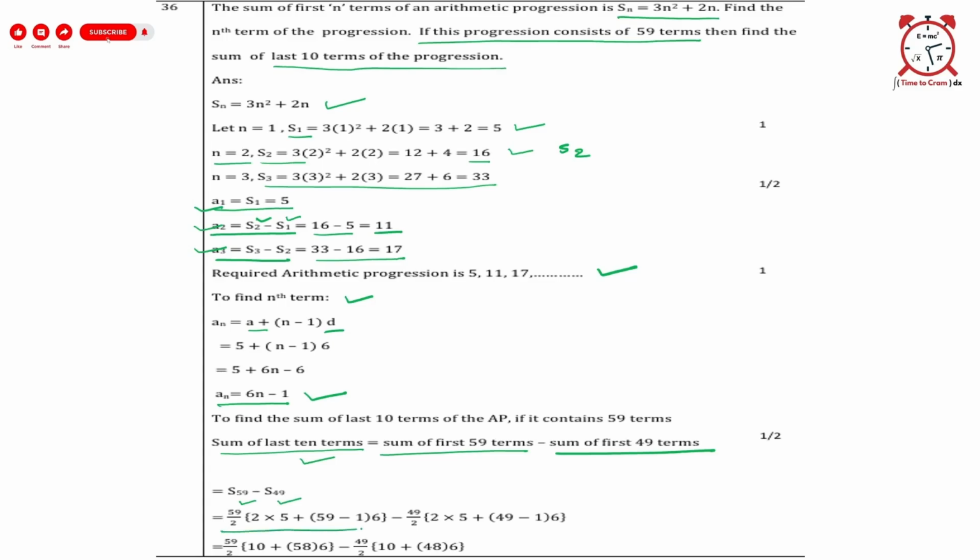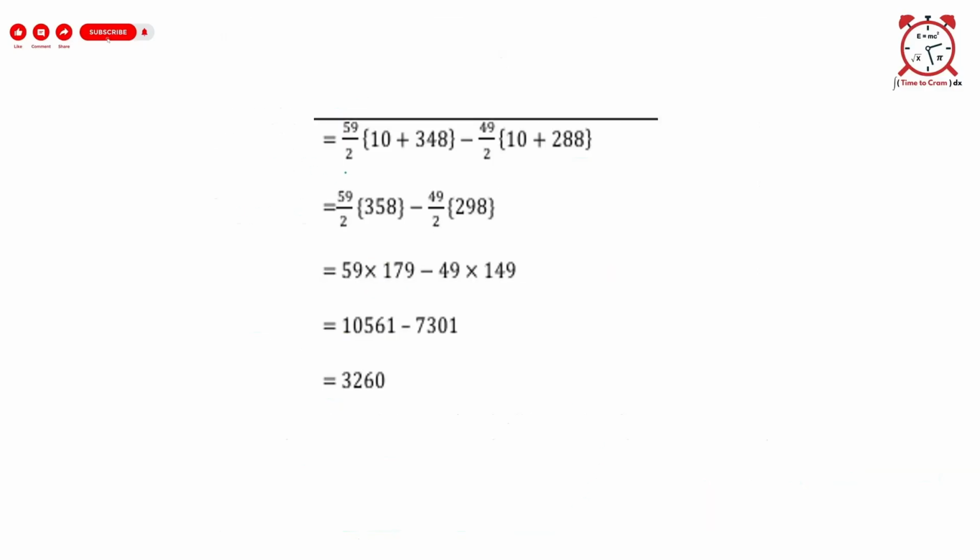For both we have to use the formula. This is the Sn formula, nothing different here. Sn equal to n by 2 into the bracket 2a plus (n minus 1)d. This is the summation formula. In this formula we put the respective values, then we will have this step. Then after simplifying, we get closer to our answer one step at a time, and finally we get the answer 3260. This is the sum of the last 10 terms.